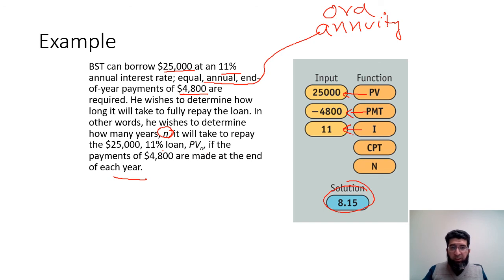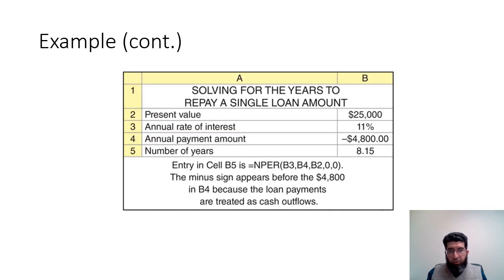This can be done using the ordinary annuity formula, and it's possible to do it by hand as well by trying different values for n. In Excel, it can be done with NPER, and you will get 8.15.